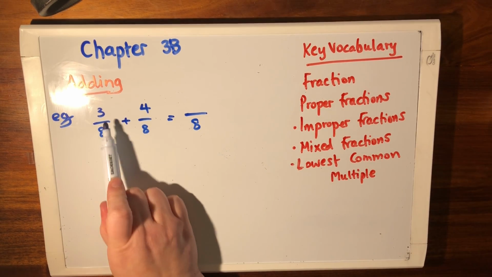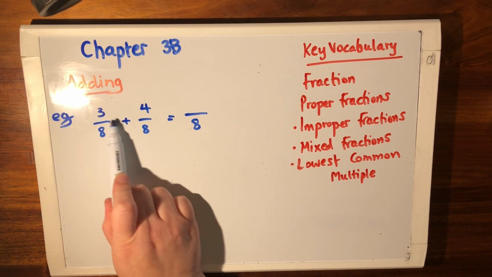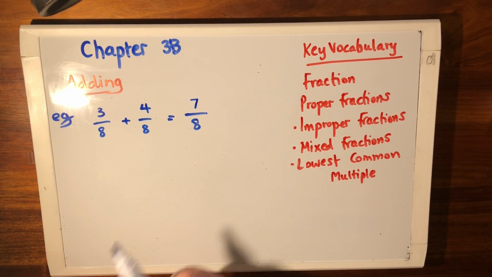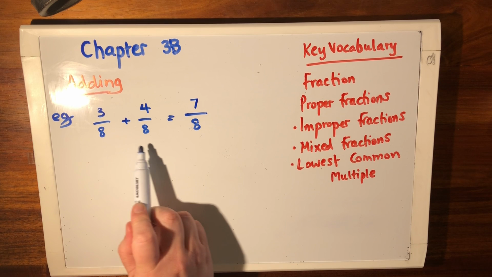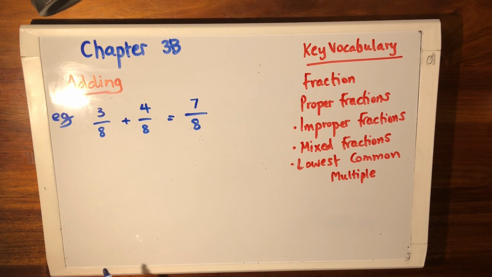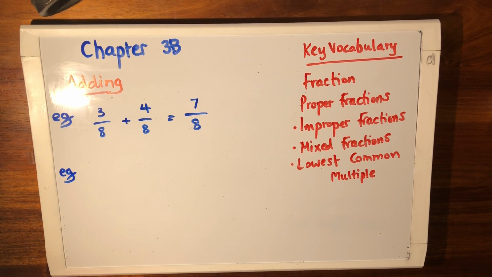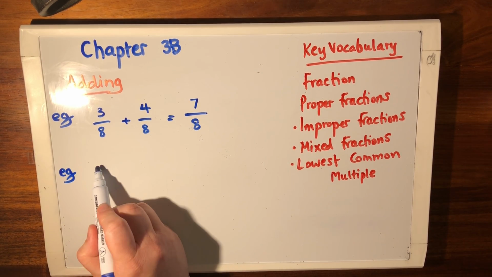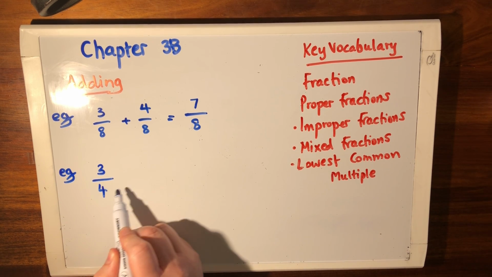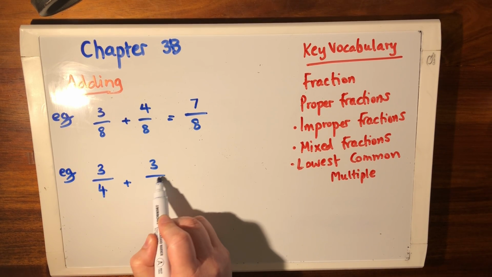And now we just add the two numerators together. So that'll be 3 plus 4 being 7. So 3/8 plus 4/8 equals 7/8. But what happens when the denominator is not the same? So if the denominator is not the same, in this example, 3/4 plus 3/5.